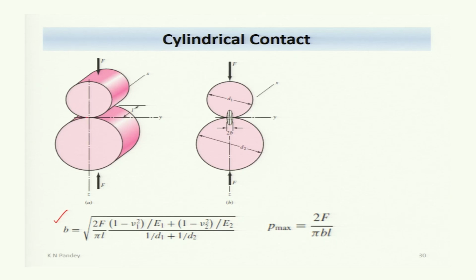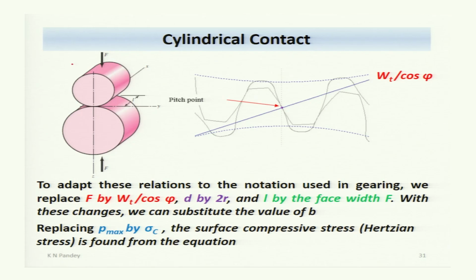And the maximum pressure, P maximum, is given by the formula 2F divided by pi BL. Now, substituting the value of B, you can get the maximum pressure or the maximum stress developed at the contact point. We will use this formula with the substituted values of F, D1, nu1, E1 and so on for the case of gear. This is for the cylinder, and for the case of gear, F will be substituted by Wn, and Wn is given by Wt cos phi.